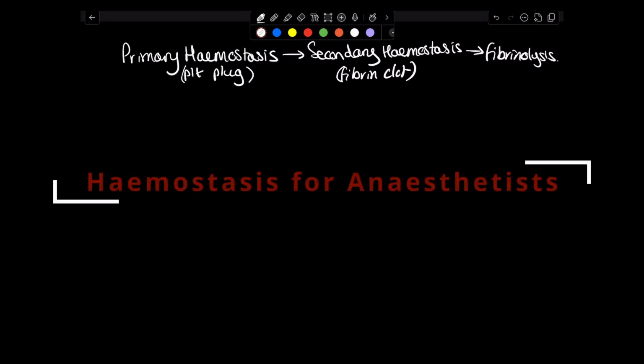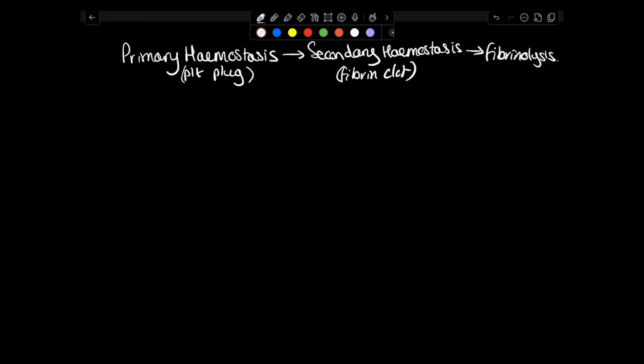Haemostasis is one of those topics that can come up in both the primary and the final FRCA. So I wanted to start off by going over a whiteboard drawing which you can reproduce very easily from scratch. I've simplified the diagram to only include bits of haemostasis that are the most important and relevant to clinical practice and to the exam.